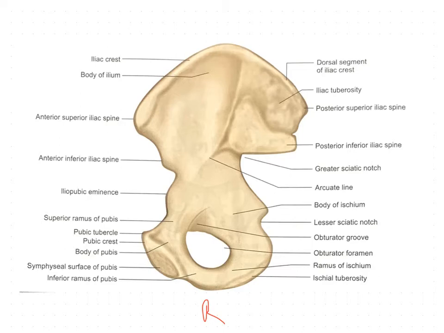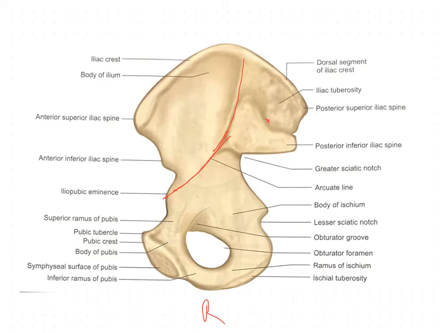Now the medial border extends on the inner or pelvic surface of the ilium from the iliac crest. So here you can see this is the medial border, to the iliopubic eminence. So the border will continue to the iliopubic eminence. That means the ilium and pubis are joining here and forming an eminence. So up to here this forms the medial border.